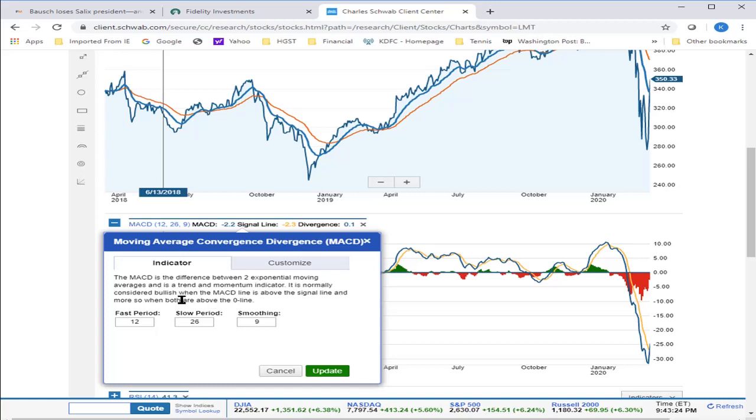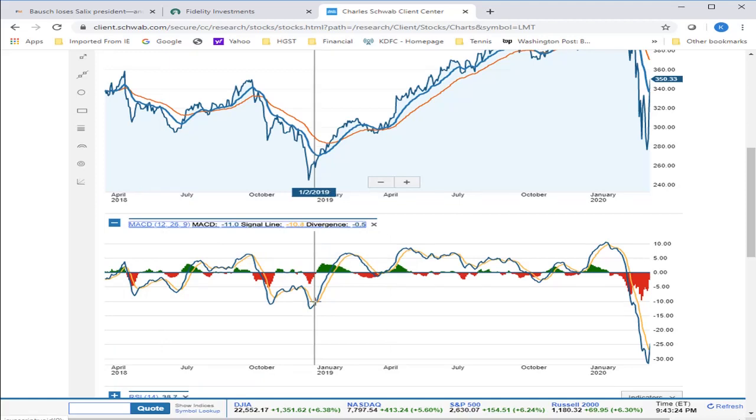It is normally considered bullish when the MACD line is above the signal line, and the more so when both are above the zero line. So generally what it's saying is if you have this where the zero line is here, and this is the histogram of the divergence here. So you see bar charts, actually, of the histogram of the divergence, and you see the two moving averages.